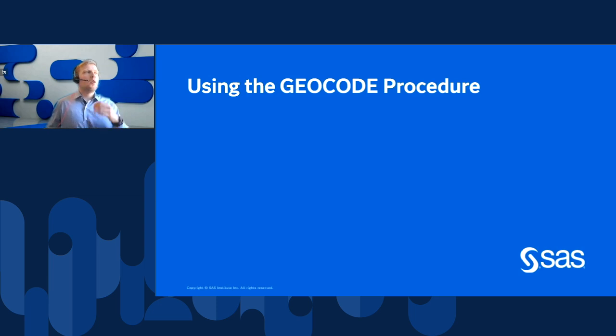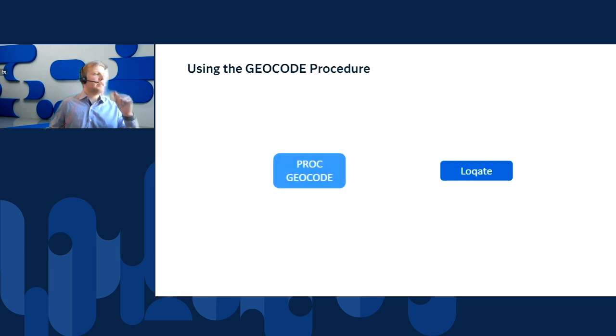Now, there are 2 other ways that you can geocode address data using SAS. The first one that we're going to talk about is the geocode procedure, proc geocode.